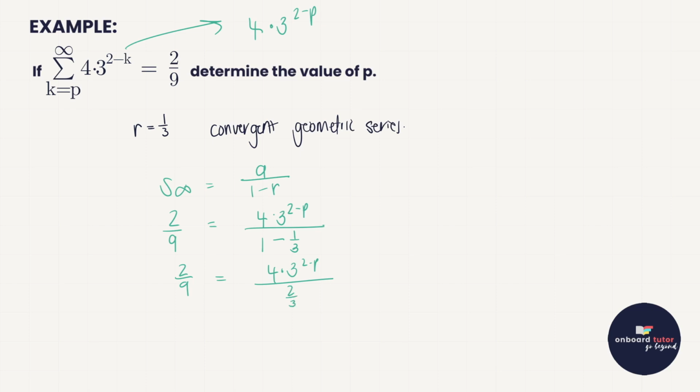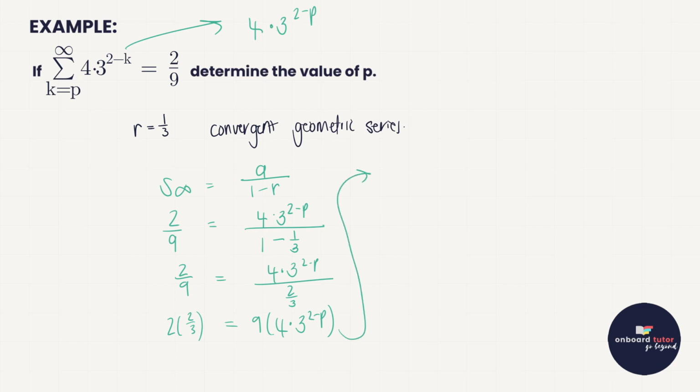2/3. Okay, so what I'm going to do is I'm going to simply cross multiply, and that's going to help me get rid of this fraction very quickly. So 2 multiplied by 2 over 3 on the one side is equal to 9 multiplied by this term here, 4 times 3 to the 2 minus p, on the other side. So if ever you are dealing with one fraction on each side, this is definitely a quicker way to deal with it. Okay, now we just need to try and solve.